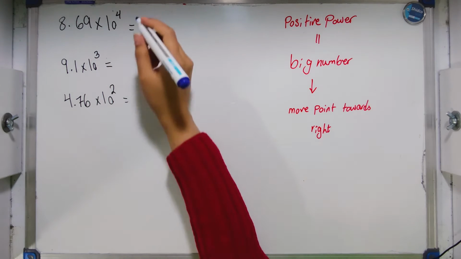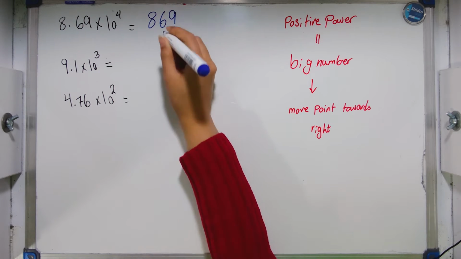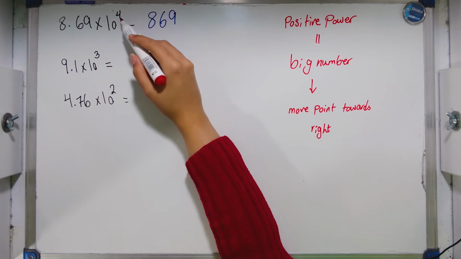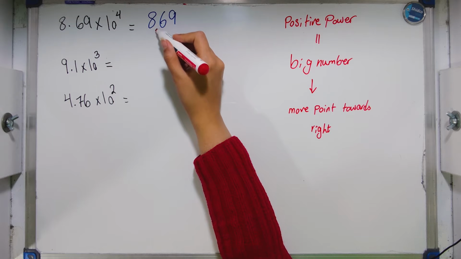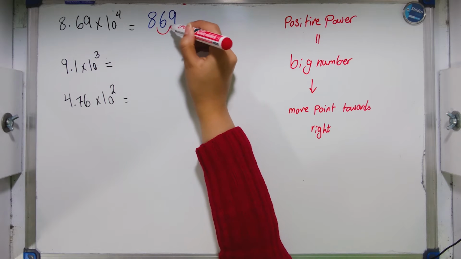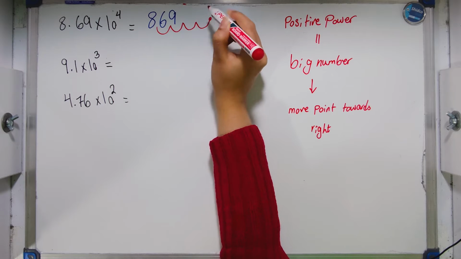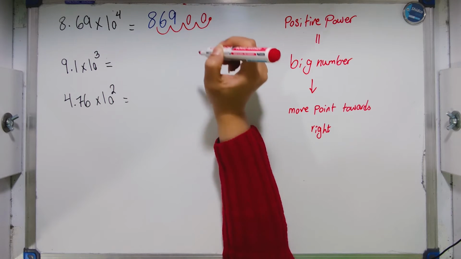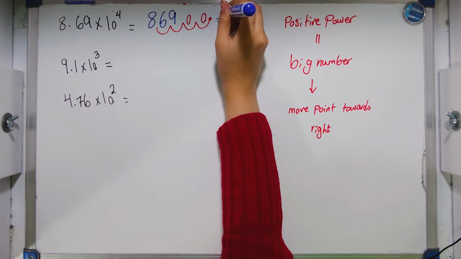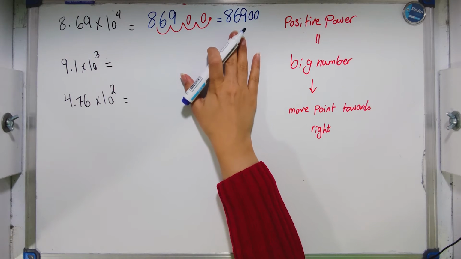But right now, I say, okay, I have 8, 6, 9. First the decimal is here, the power is positive, and I'm going to move the point by 4 digits toward the right. So 1, 2, 3, and 4. So the point is here, 0, 0. So actually, your number is like that: 86,900. You are making your number bigger.